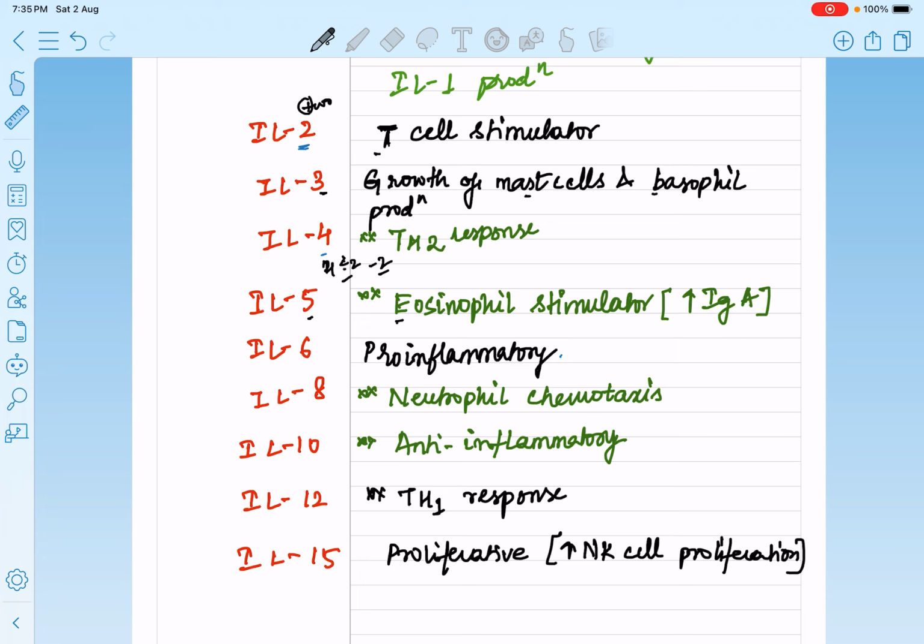Again, IL-6 is our pro-inflammatory. Like how you say a six was hit, that's how you can remember IL-6 pro-inflammatory.